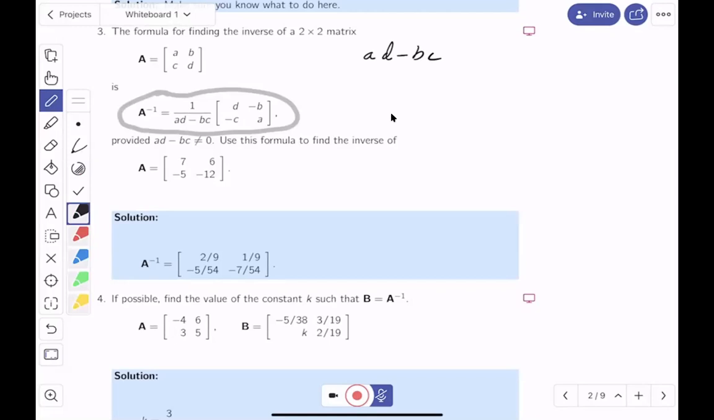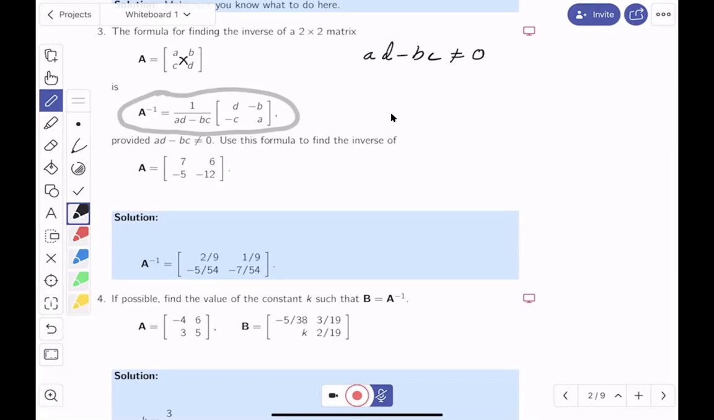Now, for this thing to have an inverse, you should realize that this cannot be equal to 0. What does this thing look like? It looks like the product of diagonals minus the product of those diagonals over there, right? For a 2x2, it's not bad. Now, there are visual understandings of what determinants are, but right now, this is just a formula, and they want me to use the formula to compute the inverse of A.